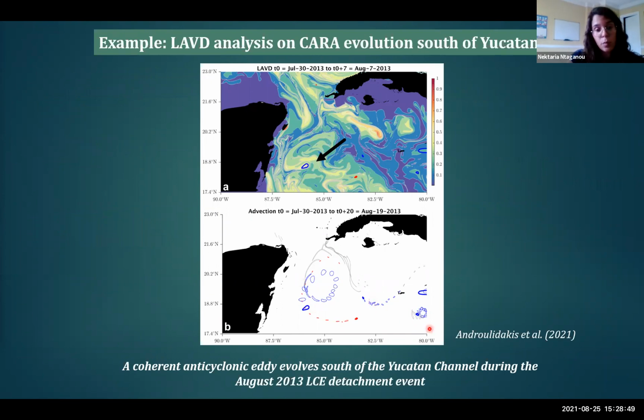This bottom panel shows the evolution of this coherent anticyclone. The initial state is marked with the bold contour, and the rest of the contours show the evolution of this eddy in the Caribbean Sea up until it becomes a filament, shown in the gray contours.